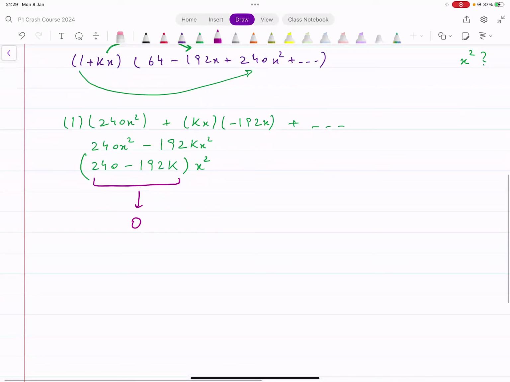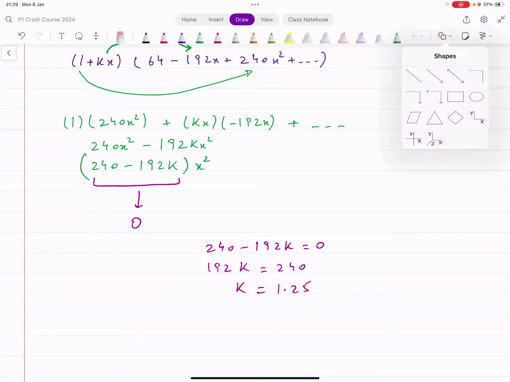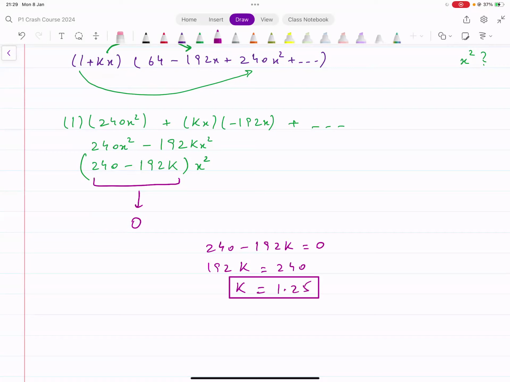So what do we get from that? We get 240 minus 192k equal to 0. You get 192k equals 240, and k equals 240 divided by 192, which is 5/4 or 1.25. That's the value of k that would eliminate x squared, because the coefficient of x squared would become 0. 0 multiplied by x squared is just 0. So there would be no x squared in this case if the value of k was equal to 1.25.